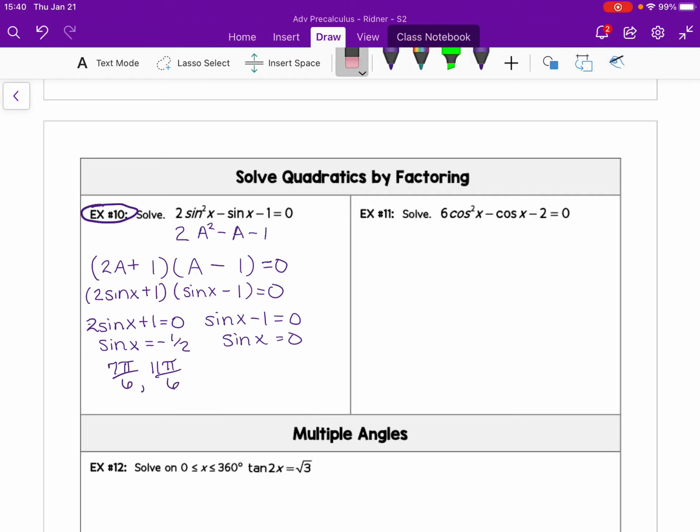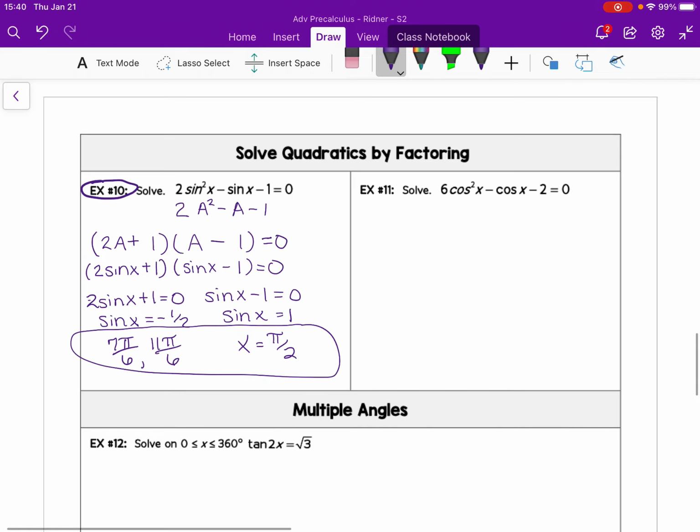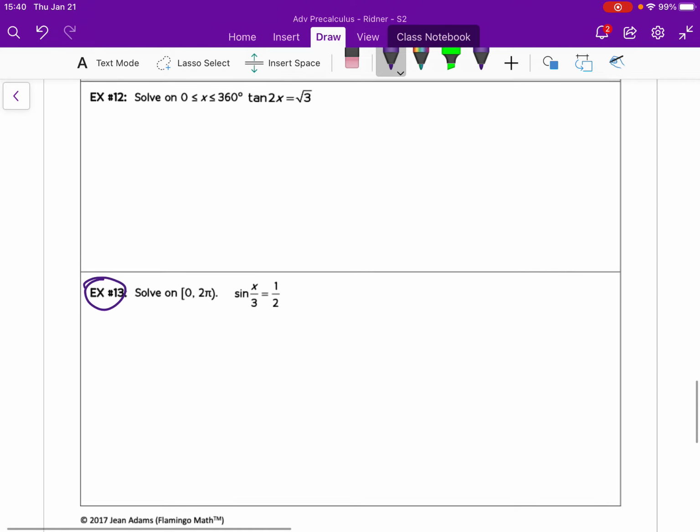And I made a mistake there, so hopefully you caught it already. This should be 1. Therefore, x should equal pi over 2. So all 3 of those are answers. Okay? And the last one.